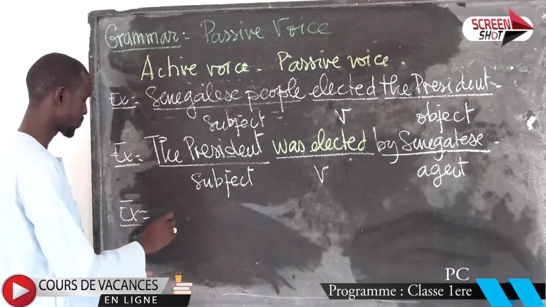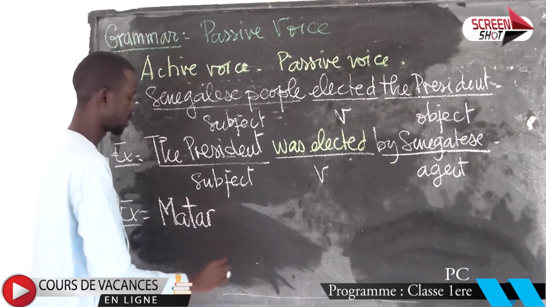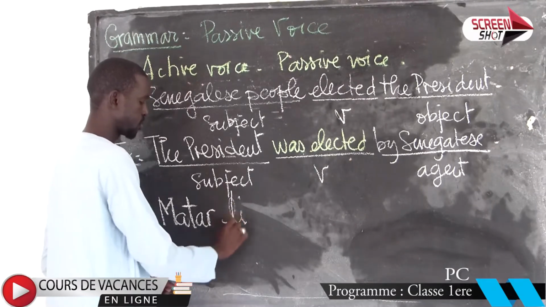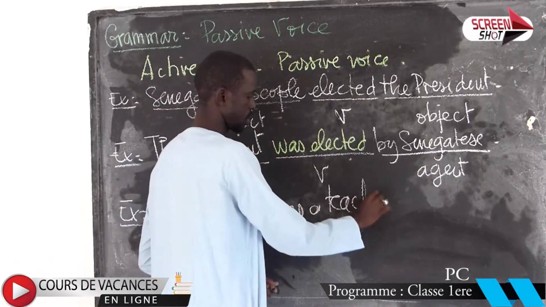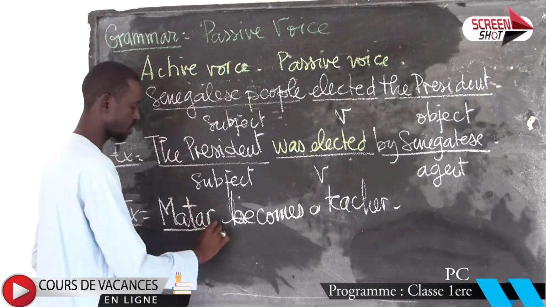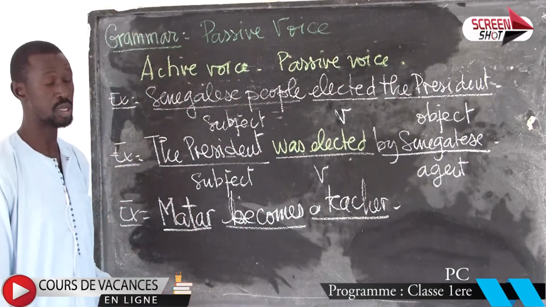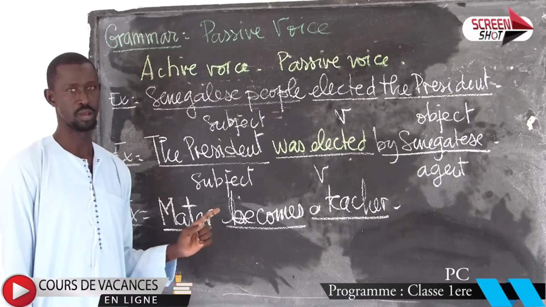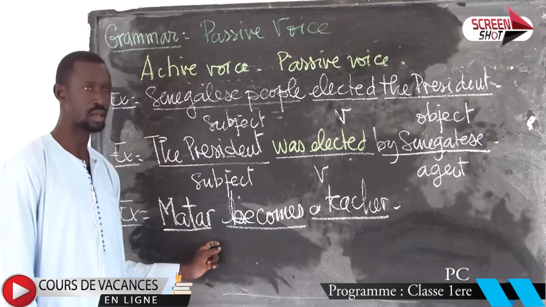If we have, for example, Matar becomes a teacher. So here we have the subject, we have the verb, we have also the object. That's active voice. But is it possible to turn the sentence into passive voice? It's not possible. We cannot say a teacher becomes by Matar.